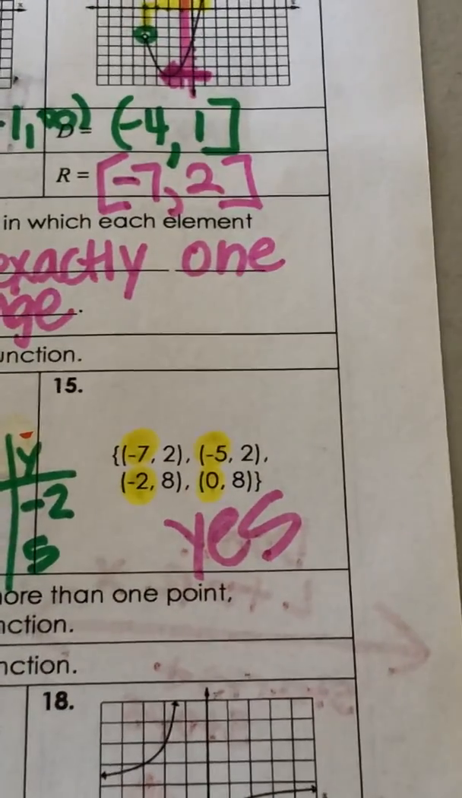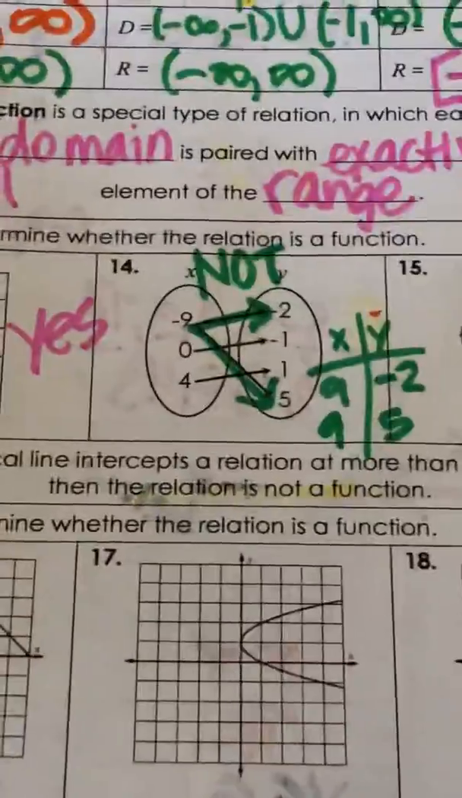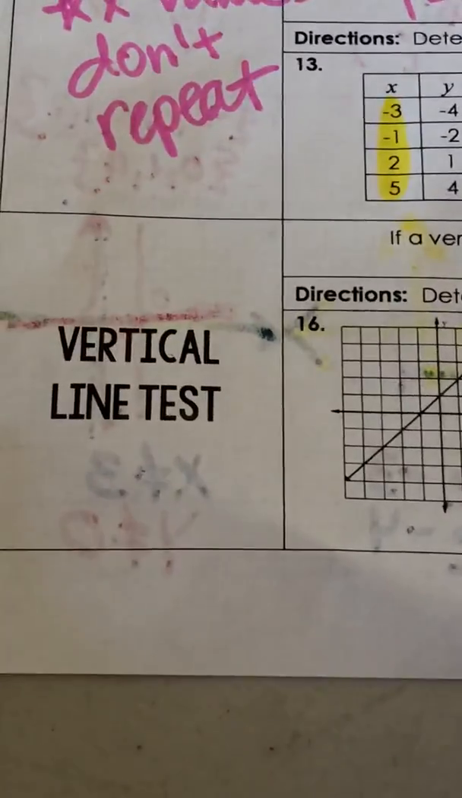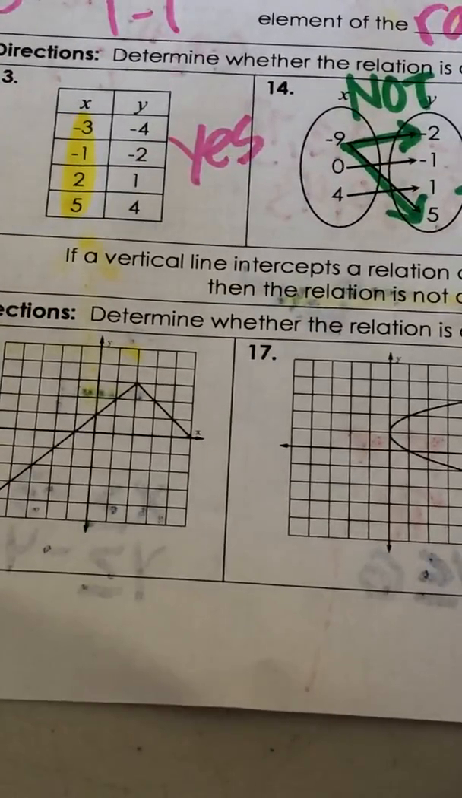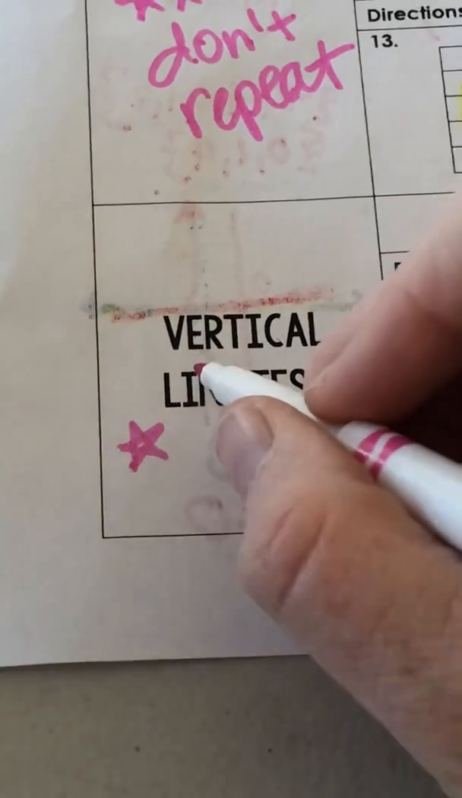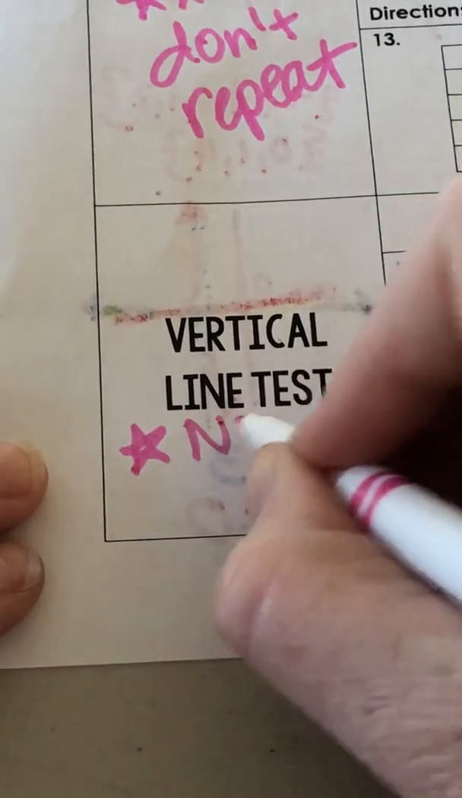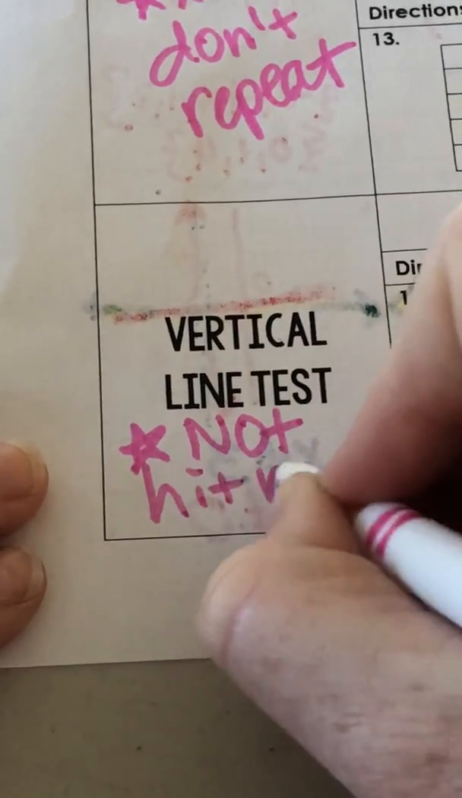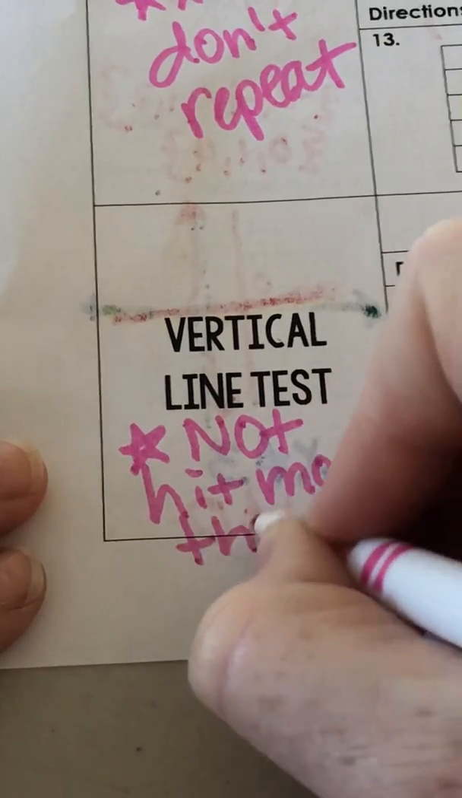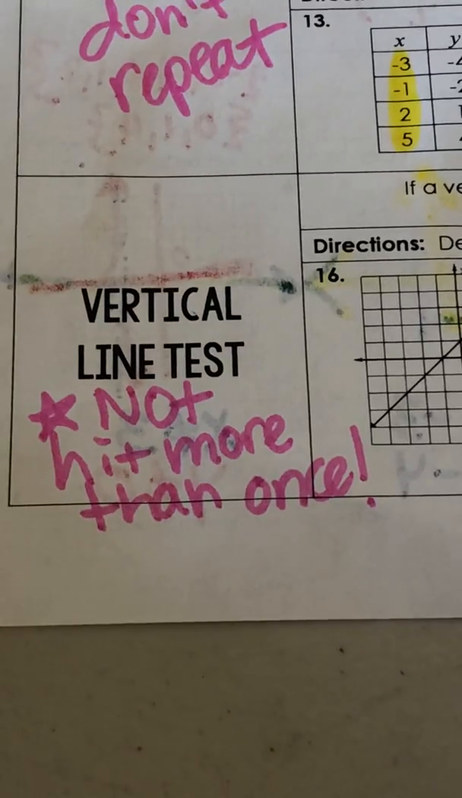All right, finally, last idea here is the vertical line test. So when you're given a mapping, a table or a list, that's different than if you're given a graph, okay? So the vertical line test is when you're given a graph. So for this, you cannot have your vertical line hit more than once. If it does, then you don't have a function.